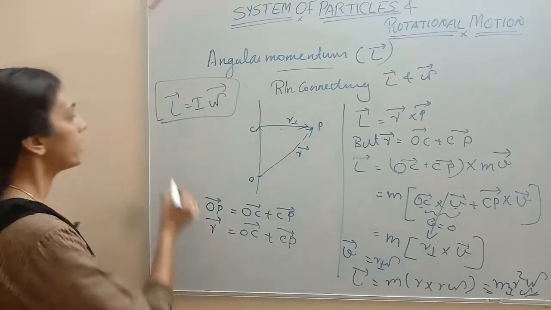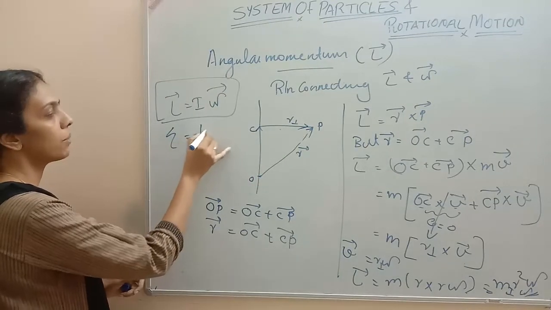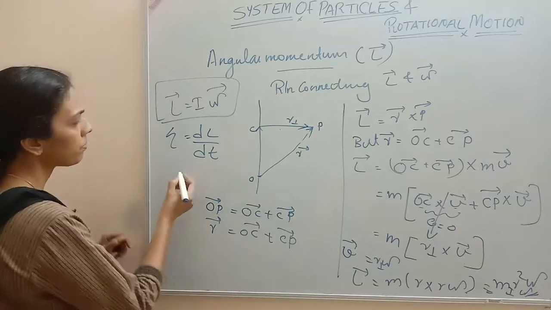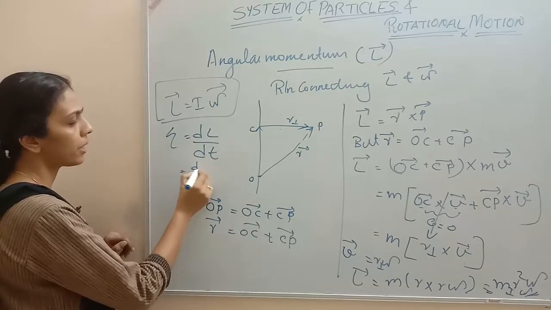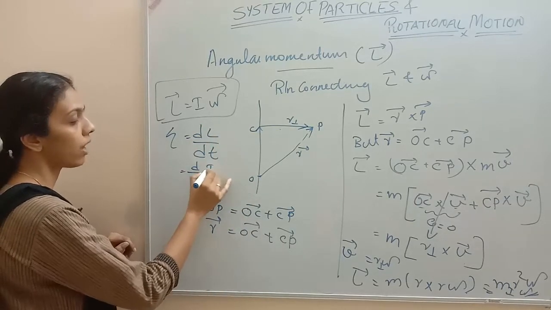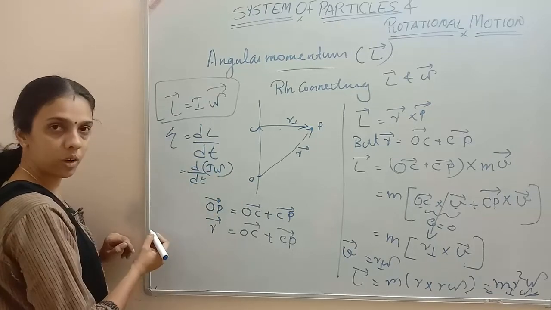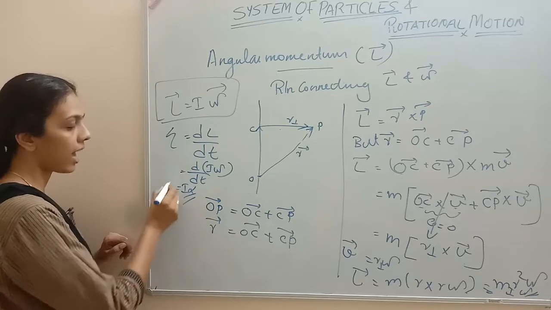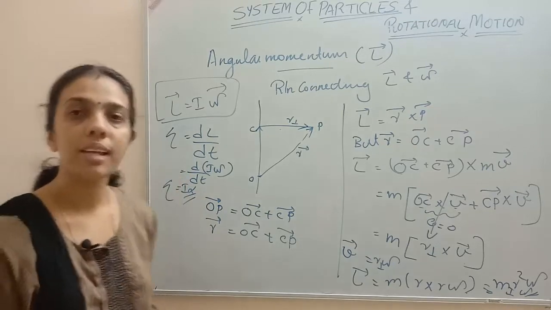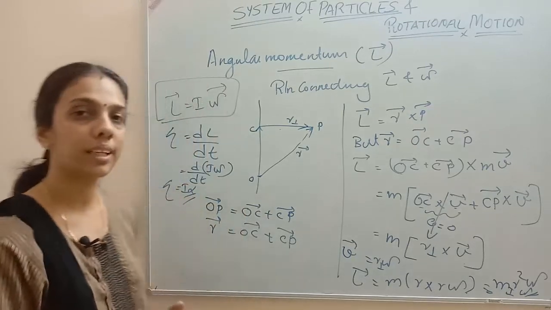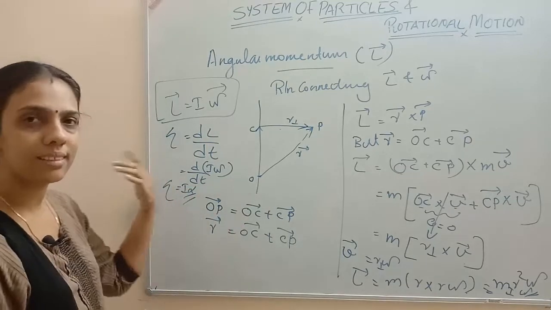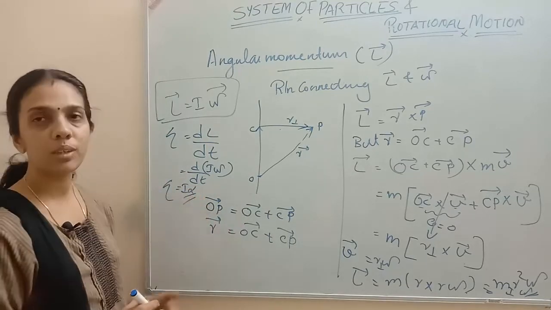And we know another equation, tau equals dL by dt. This equation also we know, isn't it? So here, instead of L, I am writing d by dt of I omega. I is a constant, isn't it? So I can write it as I into d omega by dt, which is alpha. So tau equals I alpha. This we already derived, tau equals I alpha. So this is another method to derive tau equals I alpha.